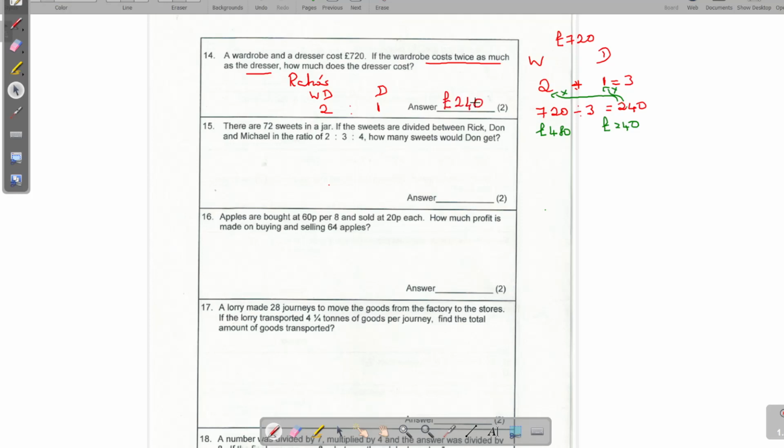Question 15. There are 72 sweets in a jar. If the sweets are divided between Rick, Don and Michael in the ratio of 2:3:4, how many would Don get? Same thing, we add the ratios. If you add the ratios, you get 9. 72 divided by 9 is 8. So to find how much each got, you multiply it.